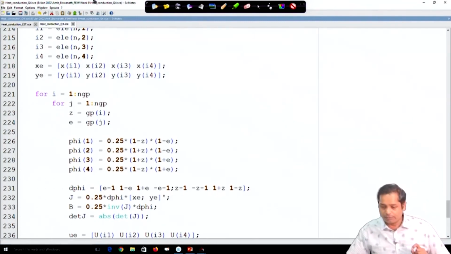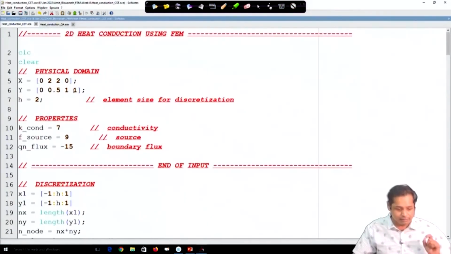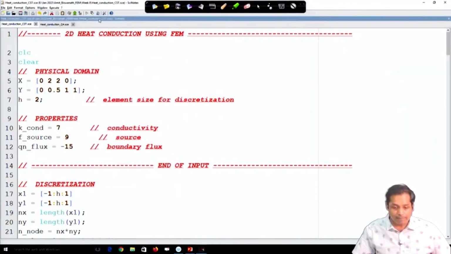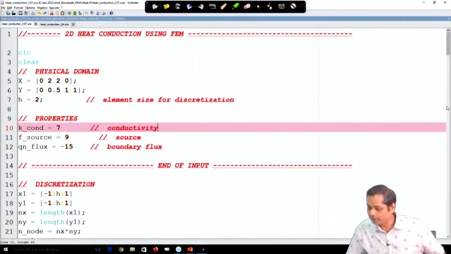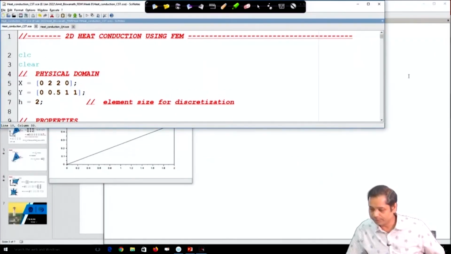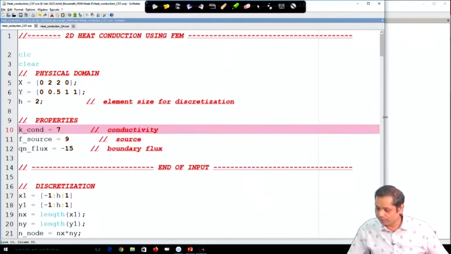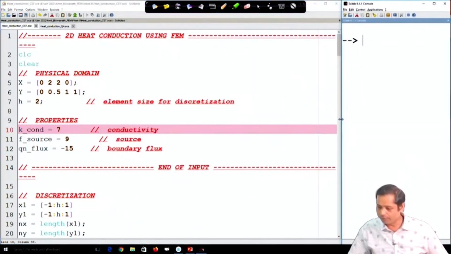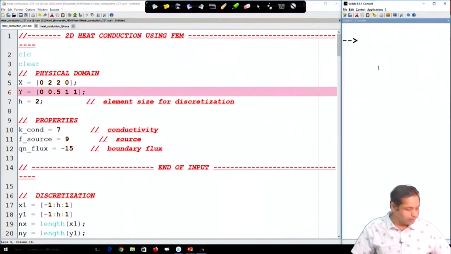Okay, so first let us take the case we have seen with one element, where we have the result like this. Let us now slightly reduce the element size so that we can access both windows.